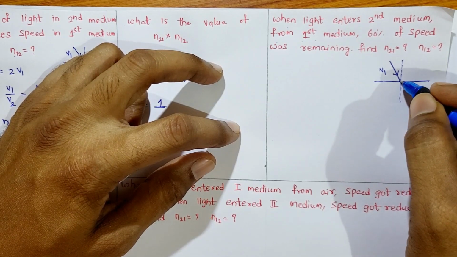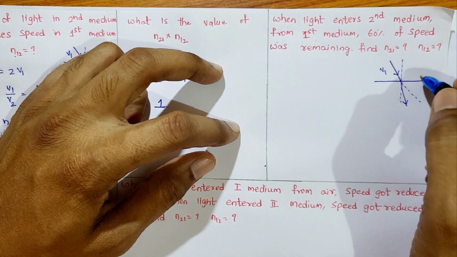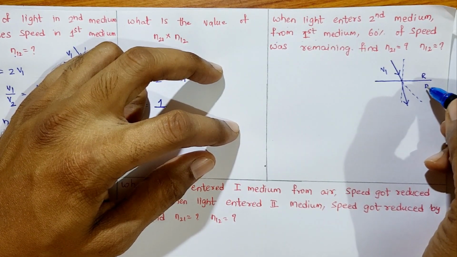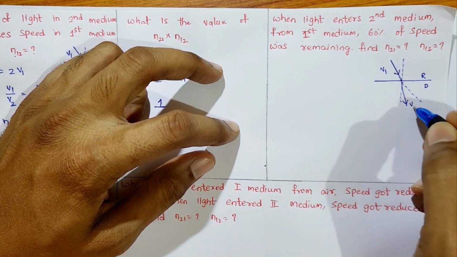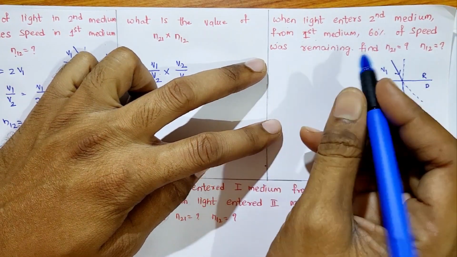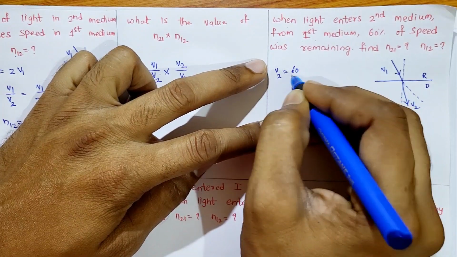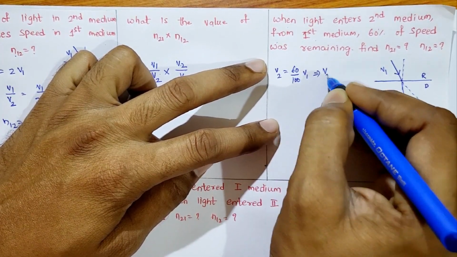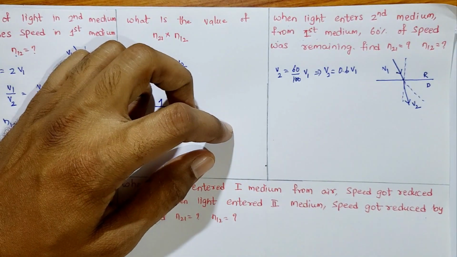Speed got reduced means it should bend towards the normal. Where will speed get reduced? When it is passing from rarer to denser. Rarer to denser means the refracted light ray should bend towards the normal. So it bends towards the normal. This you take as V2. They have said that 60% of speed was remaining, means V2 is equal to 60% of V1, which implies V2 is equal to 0.6 V1.